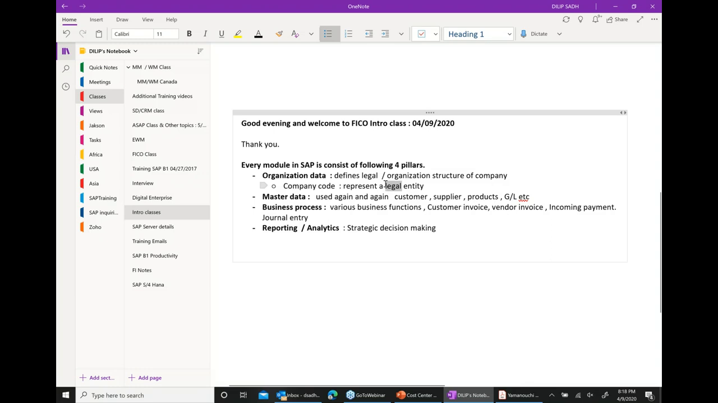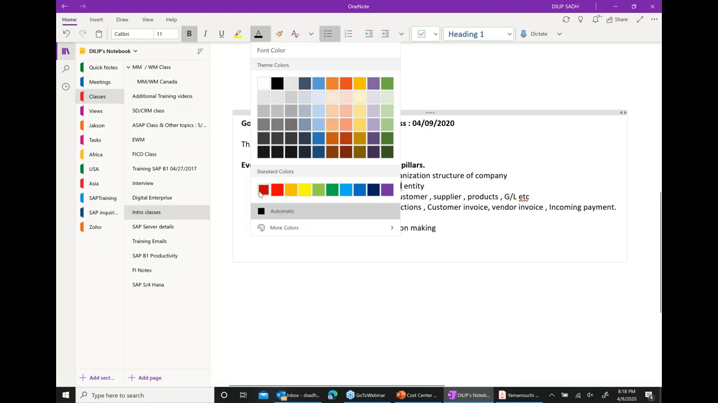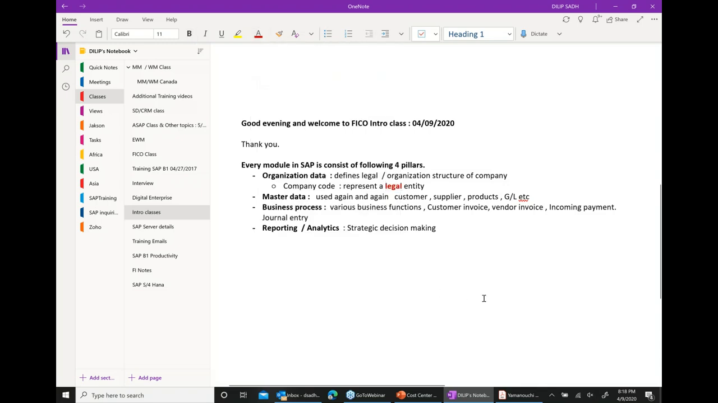I use the word legal. I use this term called legal entity. Now, what is the meaning of it? When I use this word legal entity, what could be the example of this in our day-to-day life? Let me give you an example. You have Pepsi US, you have Pepsi Canada, you have Pepsi Britain, you have Pepsi China, you have Pepsi Japan, you have Pepsi South Africa, Pepsi Brazil, etc., etc.